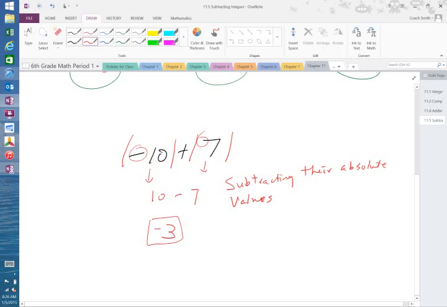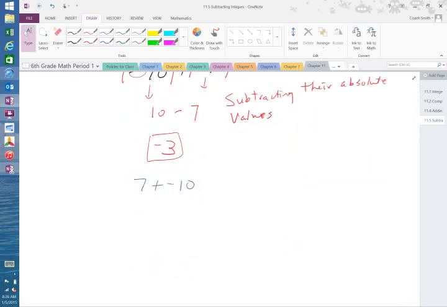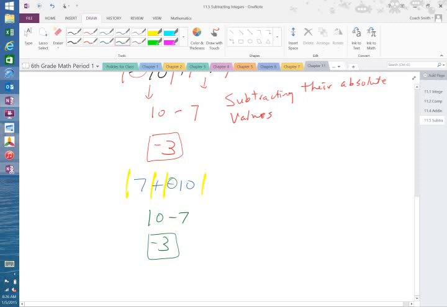So remember, when you have a positive and a negative, it doesn't matter which order they're in. For example, if I have 7 plus negative 10, I'm still going to take the absolute values, 10 minus 7 is 3, and the larger one is negative, so it'd be negative 3. Remember, positive and negative, you're subtracting the absolute values. Two negatives, you're simply adding the two numbers together and keeping the negative sign.